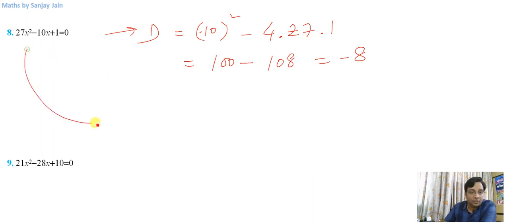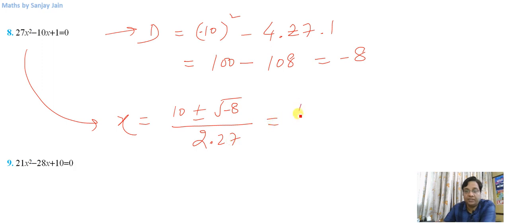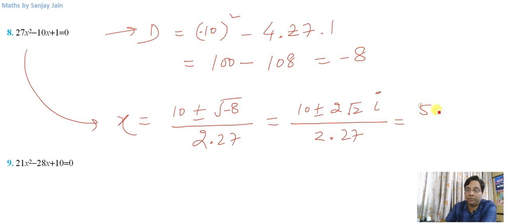What are the solutions? Minus b, that is 10, plus minus square root of minus 8 by 2 into 27, which is 10 plus minus root 8, that is 2 root 2 iota, divided by 2 into 27. So I can take 2 common from the numerator and write it as 5 plus minus root 2 iota divided by 27. So this is my solution.